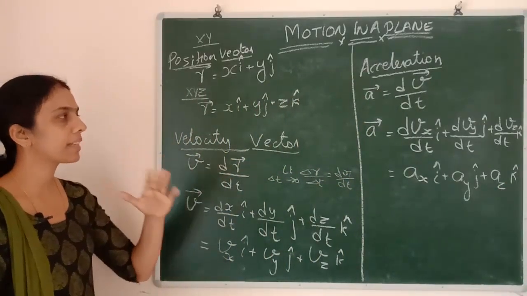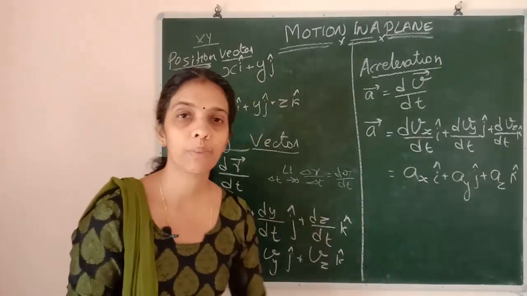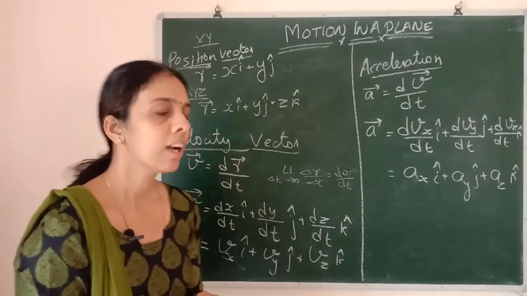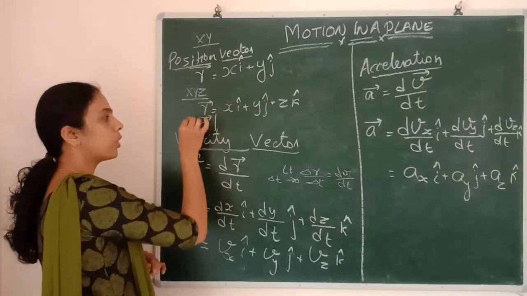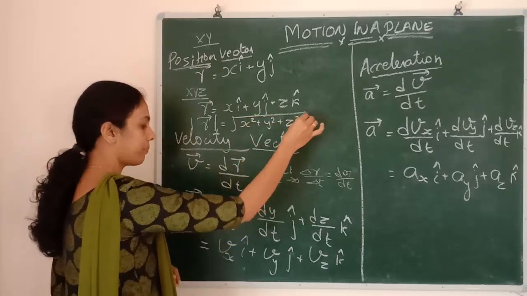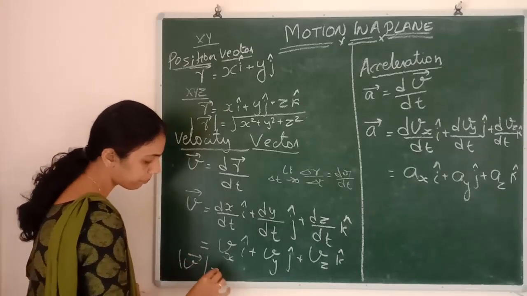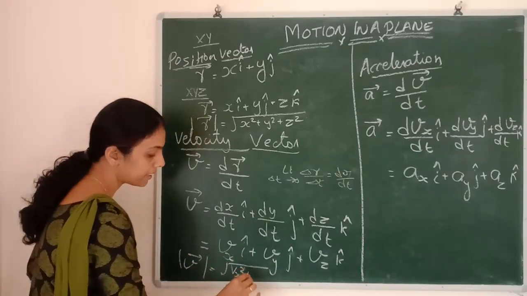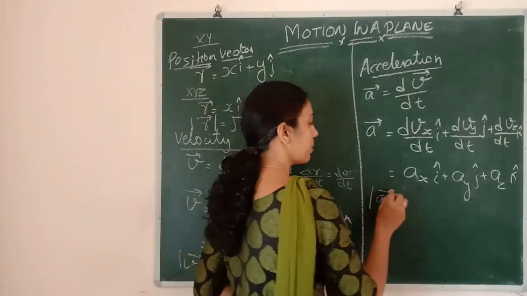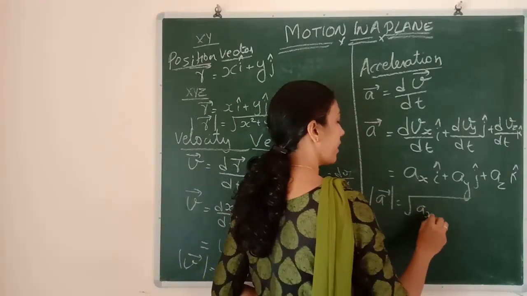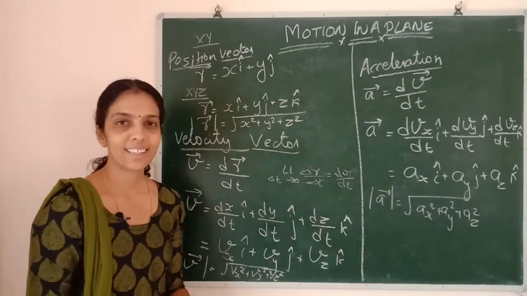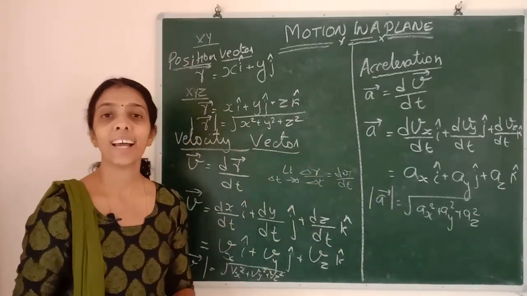So if we are representing the vectors like this, how will we find the magnitude of position, velocity and acceleration? Last class we learned, are you remembering? Yes, the magnitude of R equals root of x square plus y square plus z square. So the magnitude of V will be equal to root of Vx square plus Vy square plus Vz square. The magnitude of acceleration will be written as root of Ax square plus Ay square plus Az square. Okay, clear?